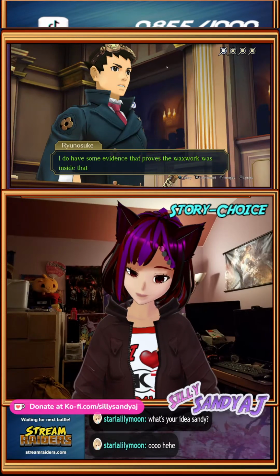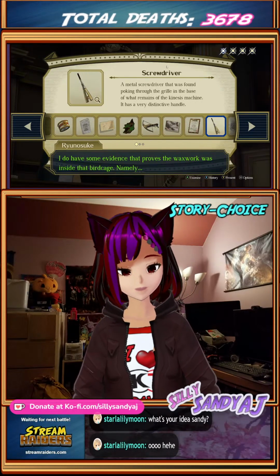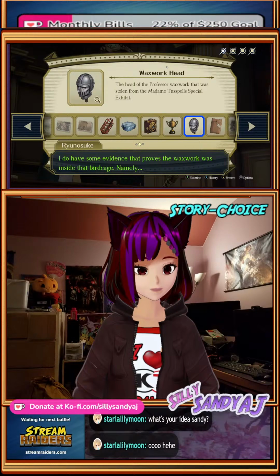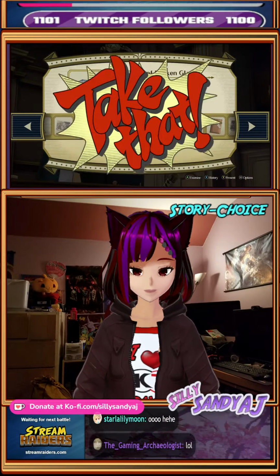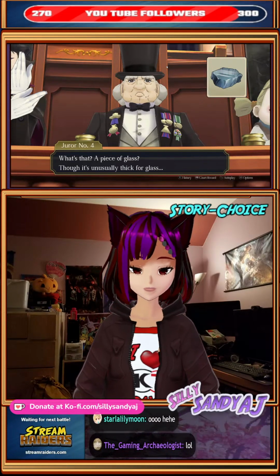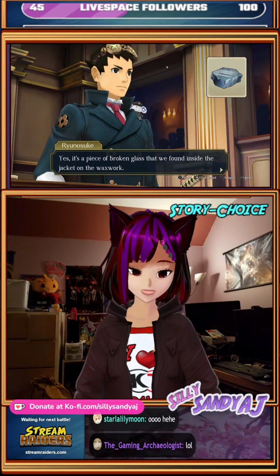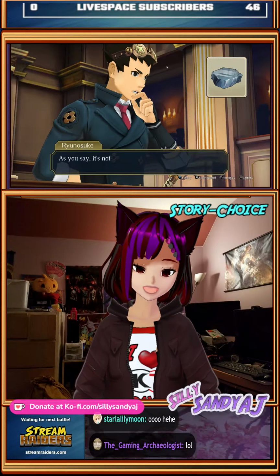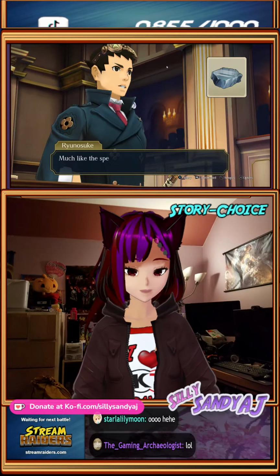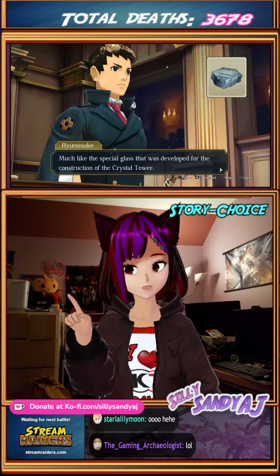I do have some evidence that proves the waxwork was inside that birdcage. Namely, take that! What's that? A piece of glass? Though it's unusually thick for glass. Yes, it's a piece of the broken glass we found inside the jacket of the waxwork. As you say, it's not ordinary glass though. It's very thick and clearly made for extra strength. Much like the special glass that was developed for the construction of the Crystal Tower.